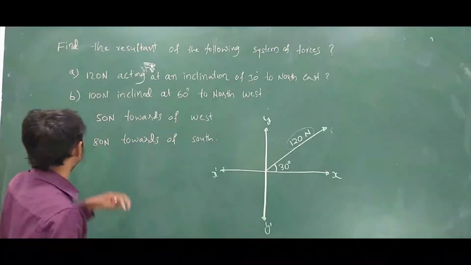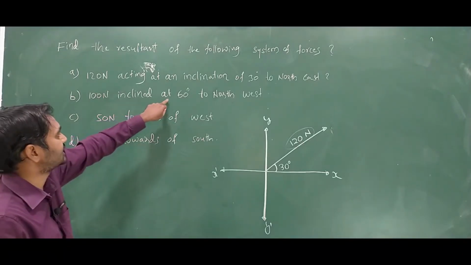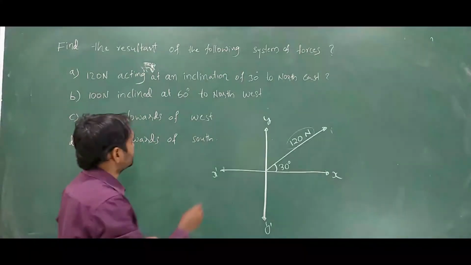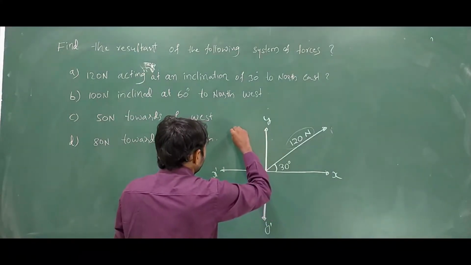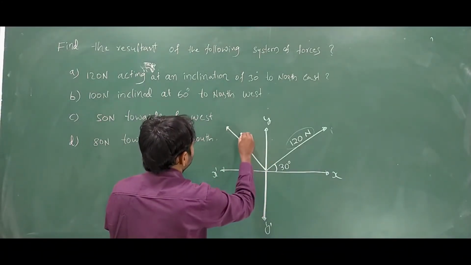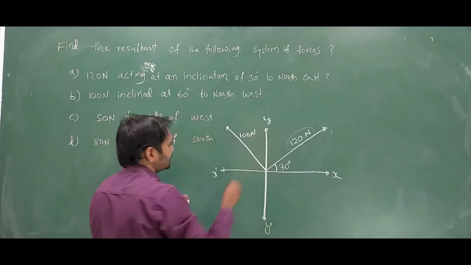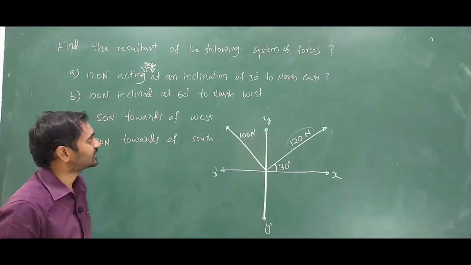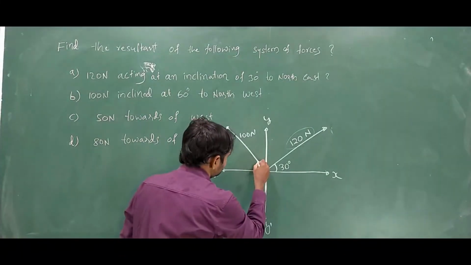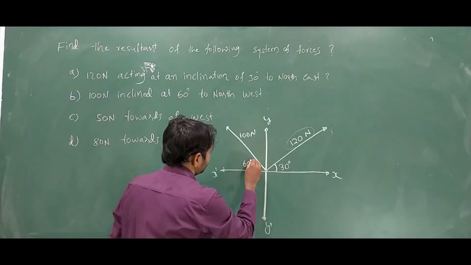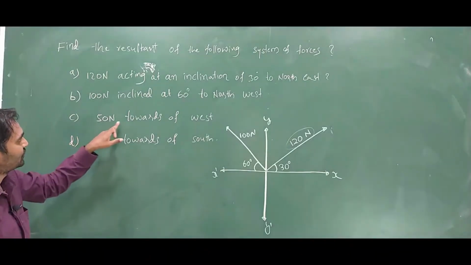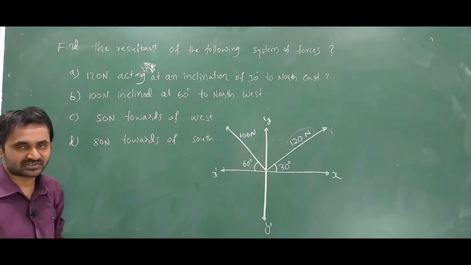And then let us see the second one. 100 newtons inclined at 60 degrees to northwest. So northwest is in the second coordinate. It will come like this. So this is 100 newtons, this is my magnitude, and my direction is 60 degrees.